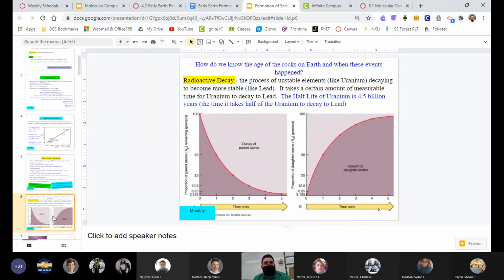Okay. So what we're doing here is radioactive decay, radioactive dating. And we're actually going to play a game on Wednesday about this. So the process of unstable elements like uranium, they decay to become more stable, like lead. You guys probably know lead if you've ever gone fishing or hunting. Lead is a really common metal that they use. It's a soft metal, but it's really stable.